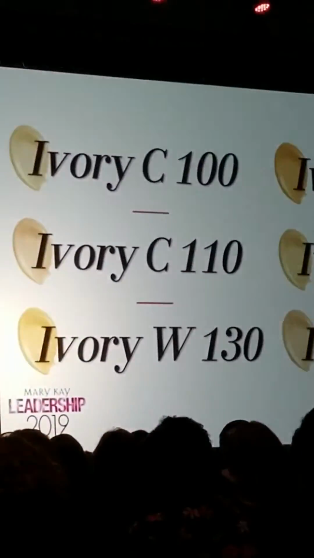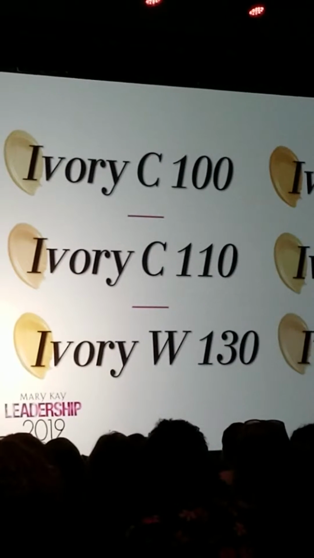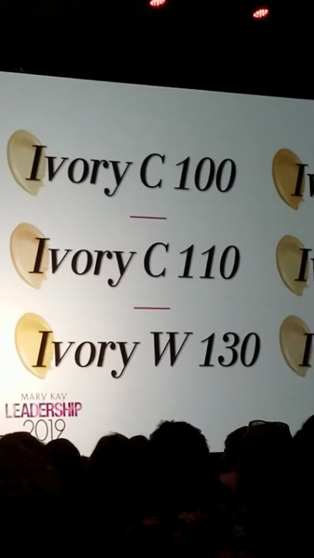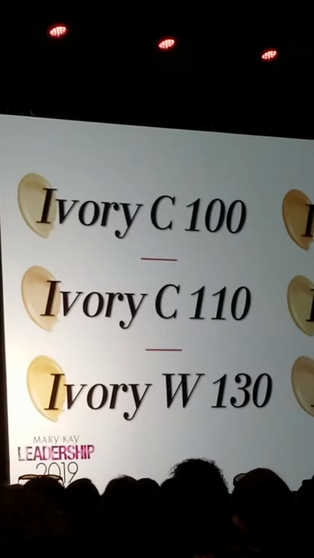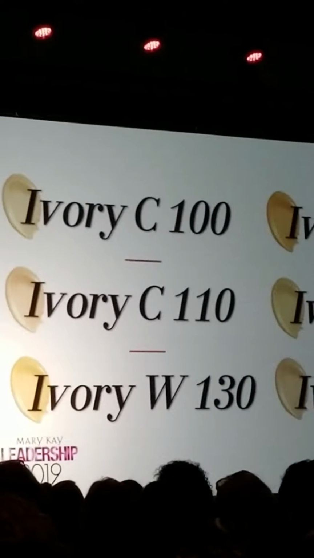Then the number at the end represents the intensity of the shade. Do you get it? So as the numbers go up, the intensity goes up. For example, the lightest shade in ivory would be ivory C100, and then the deepest shade in ivory is ivory N160.